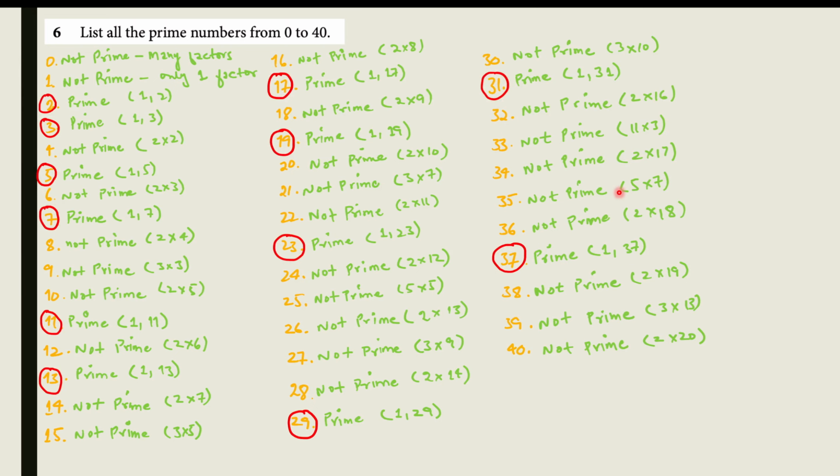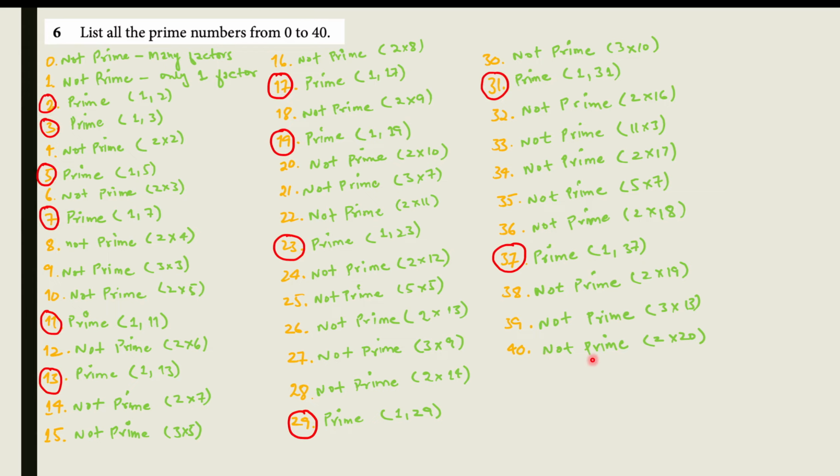So you see all those numbers that are not prime have more than 2 factors, and they are composite numbers. 36, it's not a prime. For example, 2 multiplied by 18 is equal to 36. 37, on the other hand, is a prime number because it has only 2 factors, 1 and 37. 38 is not a prime number because it has factors like 2 and 19. 2 multiplied by 19 is equal to 38. 39 is not a prime number because 3 multiplied by 13 is equal to 39.